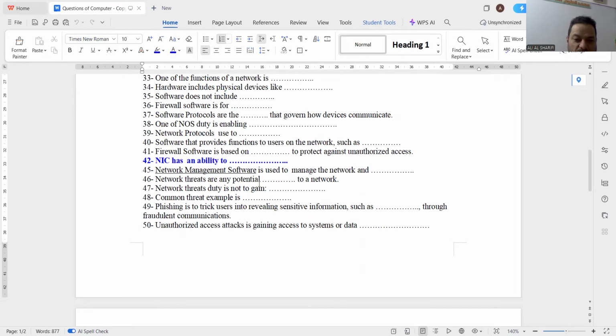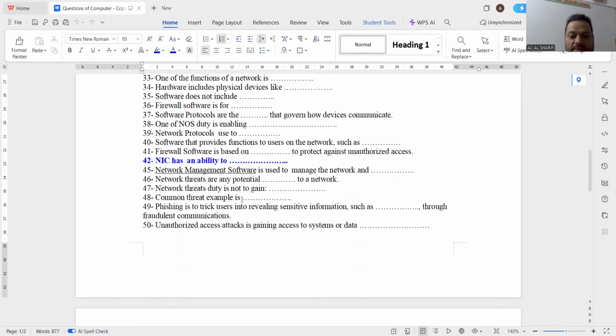Network threats are any potential what to a network? Network threats' duty is not to gain. That means if you have multiple choices, you will see some duties of network threats, and one of them will not belong to them. You should choose it. Or let me say, you should know all the network threat duties. By that, you will note which one doesn't belong to them.